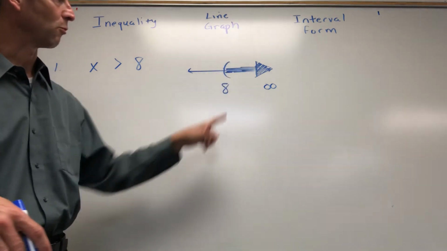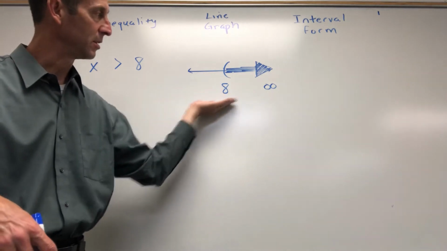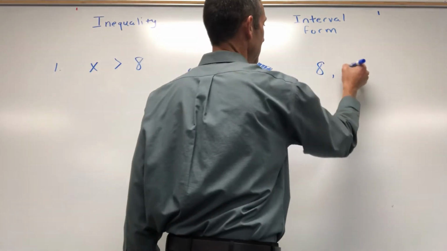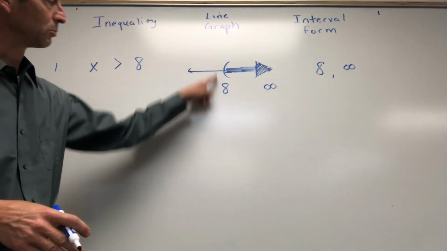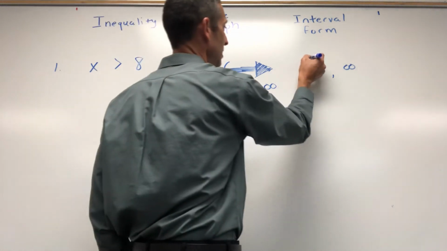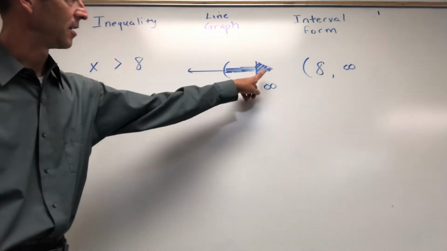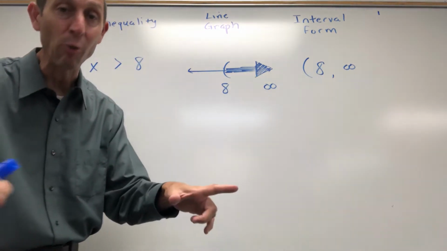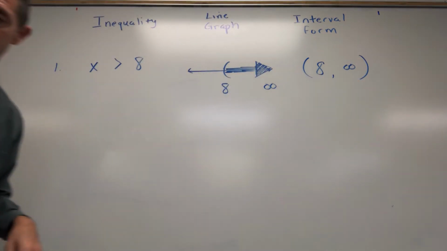So in interval form, you've got 8 and you've got infinity. You always write them this direction, 8 first, infinity second. So here's my 8. There's my infinity sign. My 8 is represented by a curved parenthesis. So in interval form, it gets a curved parenthesis. Infinity over here, here's the great part. Infinity is always curved parenthesis. So that's interval form.